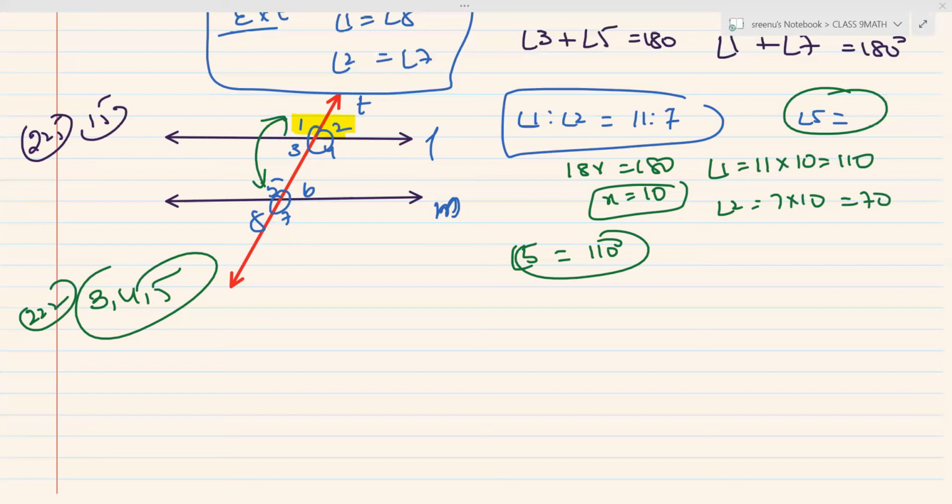And the seventh sum, will you try? It's looking different. Yes, sir, I will try. So how to do this, sir? What should we take as the transversal? Think, will we get it? We need a transversal. For that, you think.